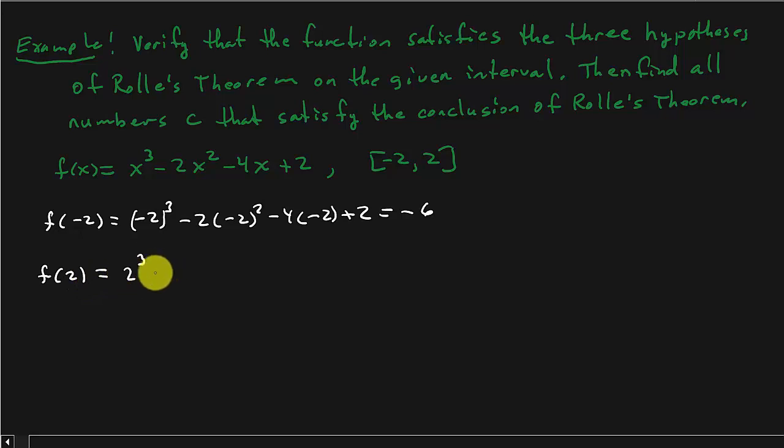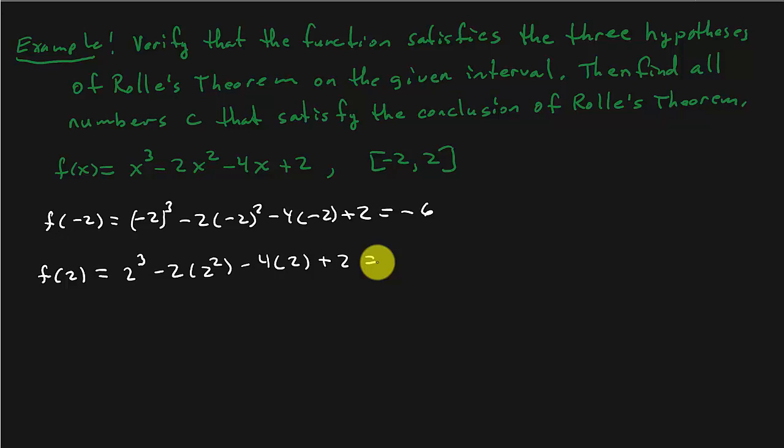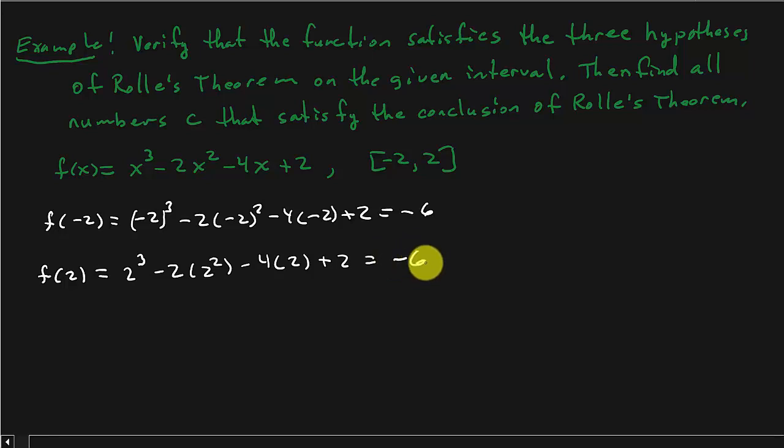So that's going to be 2 cubed minus 2 times 2 squared minus 4 times 2 plus 2. So that's going to be 8 minus 8 minus 8 plus 2. And that is -6 as well. So we've satisfied the 3 hypotheses of Rolle's theorem. All right.